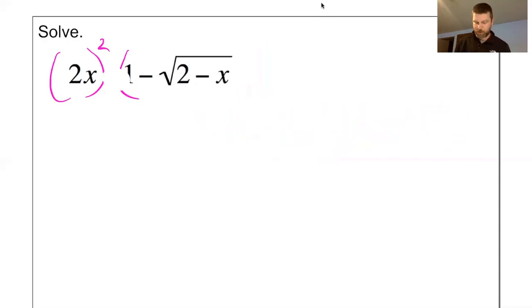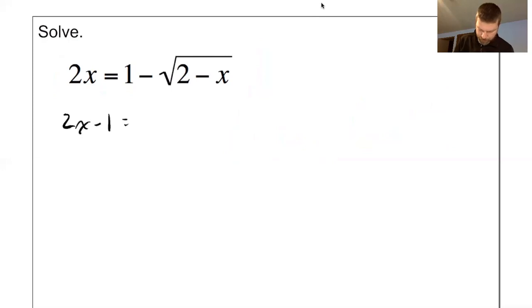So first thing I would do is subtract 1 from both sides so I could get that square root by itself. So subtracting 1 from both sides, I'd have 2x minus 1 equals a negative square root of 2 minus x. Now, if that negative bothered you, multiply both sides by negative 1. It doesn't actually bother me though, because I know when I square it, a negative times a negative is a positive, that negative is going to go away. So I am going to square both sides at this point right here.